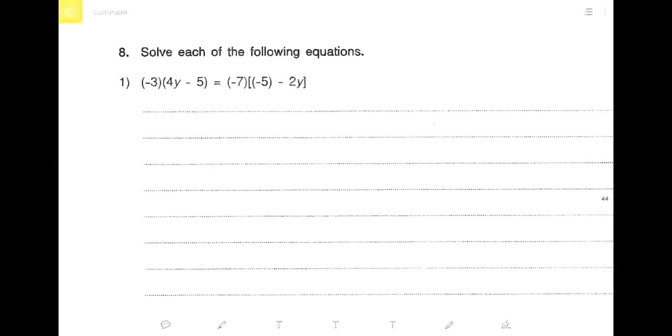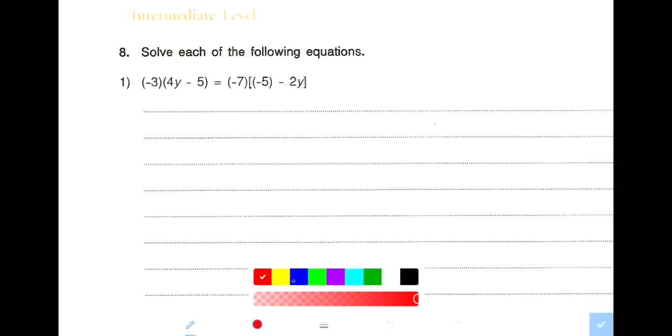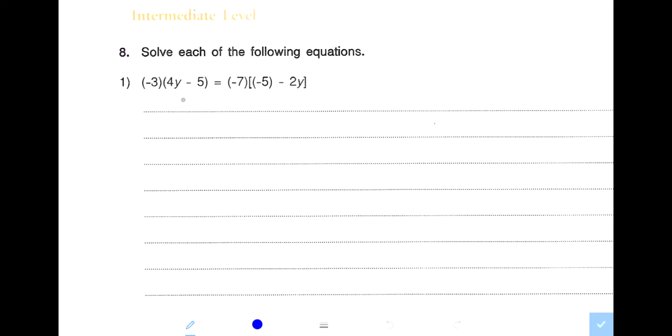Okay, this one we want to solve. Ah, this one is a huge one. This one is not easy. Okay, let's do it. Let's multiply. I'm going to try to do it fast now.